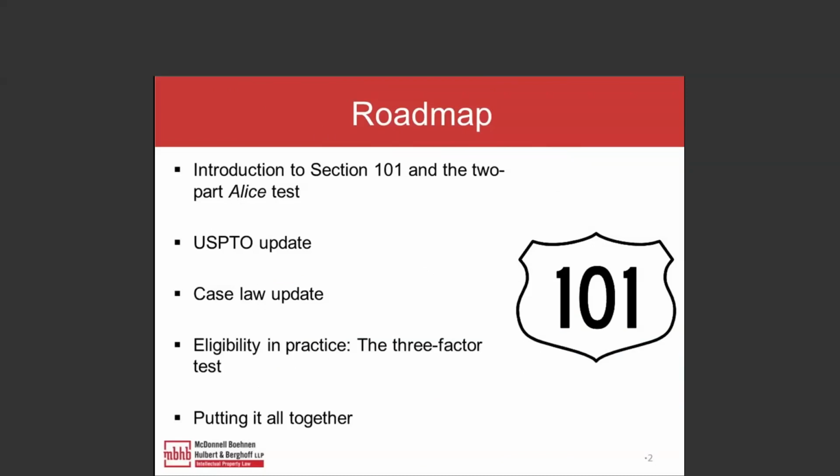But the meat of the presentation is going to be in that fourth bullet point, eligibility in practice, the three-factor test. And this is where I think things are going to get really interesting, because I'm going to be proposing that there's a very different way to view patent eligibility that, in my opinion, is more useful and helpful to practitioners and patentees than a strict adherence to the two-part Alice test. And then we'll finish up with putting this all together into practice, a few additional practice notes, some further housekeeping, and then we'll be done. It'll take about 75 minutes.